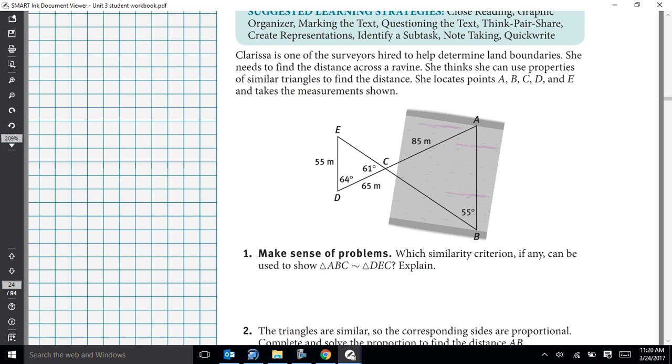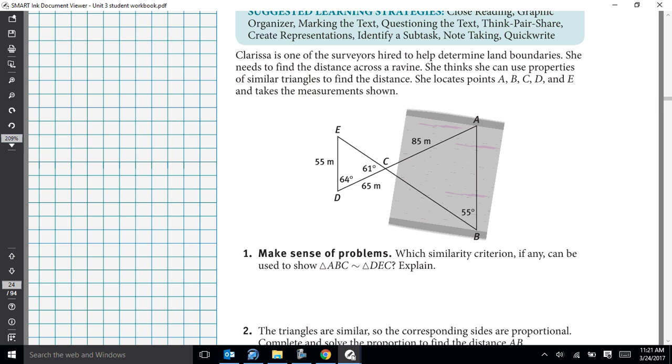All right, so Clarissa is one of the surveyors hired to help determine land boundaries. She needs to find the distance across the property. They're seen as two triangles. She has a big triangle and a little triangle.